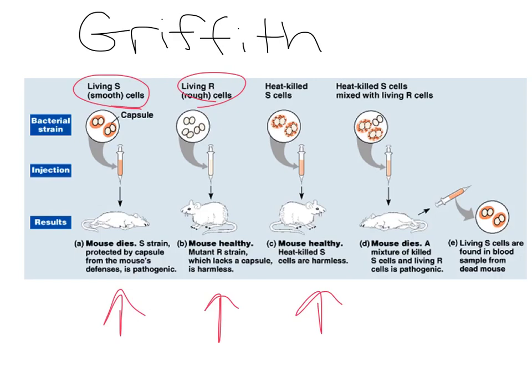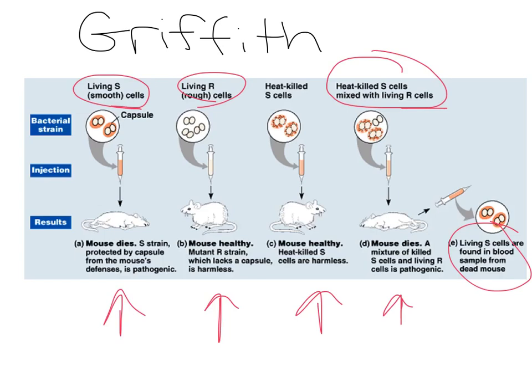And his next step then was to take some of those heat-killed cells and mix them with the living R cells. Remember, the R cells were the ones that were non-pathogenic. So he took some of these dead, potentially pathogenic bacteria and mixed them with the living non-pathogenic bacteria. And the result here was that the mice would die. They would get pneumonia and they would die. And so when they took a blood sample from the mice, they were found to have living S cells in them when they had been injected with heat-killed S cells but living R cells.